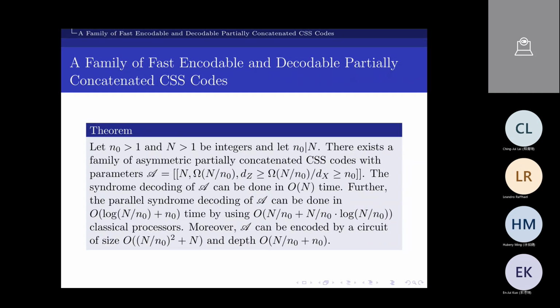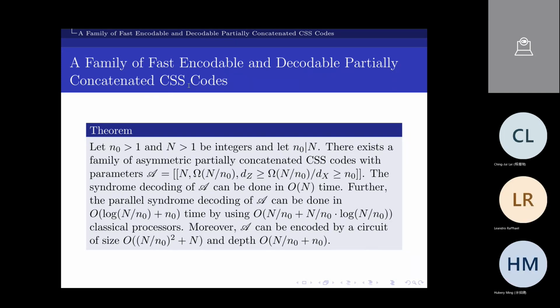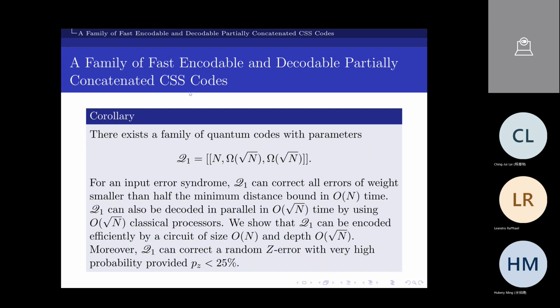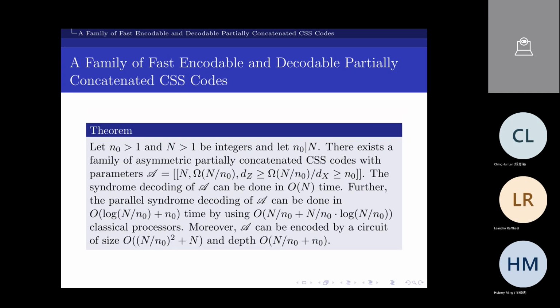Next, we introduce a family of fast encodable and decodable partially concatenated CSS codes. Because we find that if we choose some particular classical linear code to construct the partially concatenated CSS codes, we can obtain a family of fast encodable and decodable quantum codes.